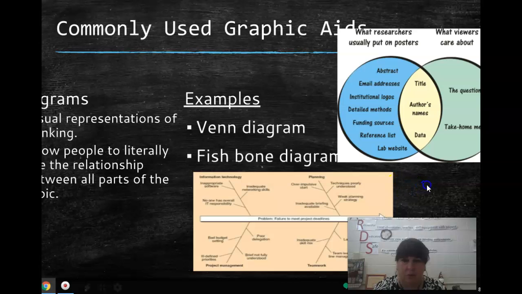I'm not sure y'all can see all this on here, but this is talking about diagrams. And I know you've used diagrams before, the little Venn diagrams, and they show a fishbone diagram on here. So it's visual representations of what you're thinking and allows people to literally see the relationship between all parts of the topic. And we do it sometimes with bubble maps. There's a lot of different diagrams that we can use.